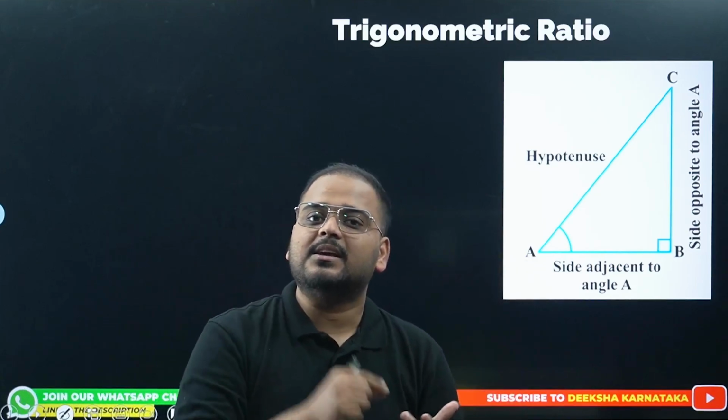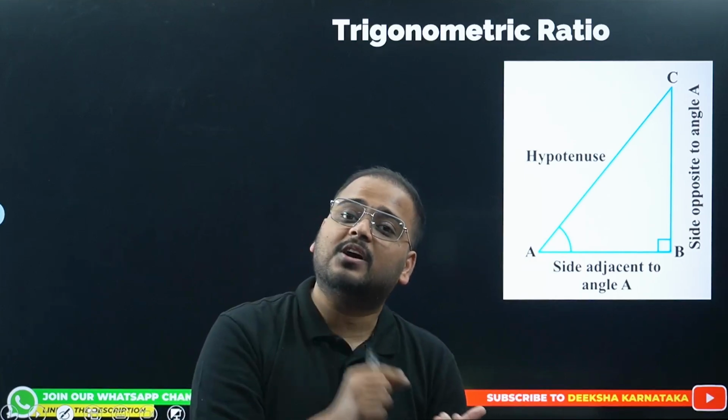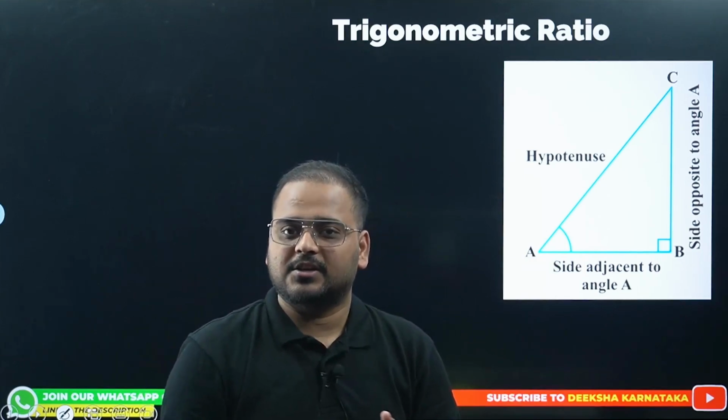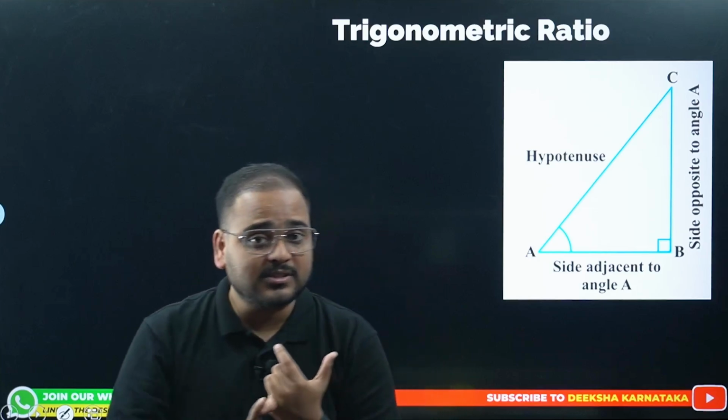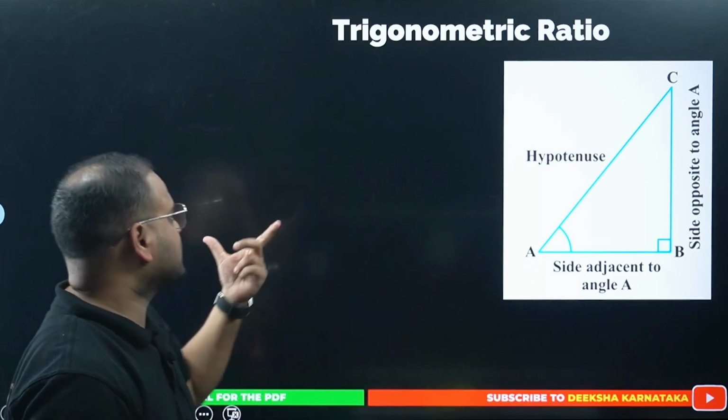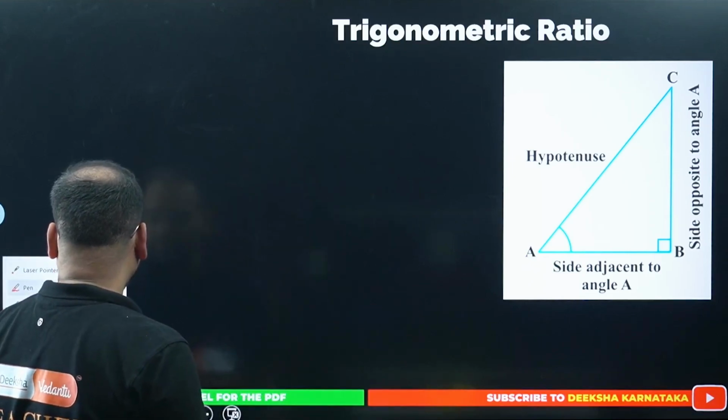And lastly, but most important, where students struggle the most or which is easiest for certain students, is trigonometric identities. So we have 3 sections: ratios, identities, and special angles. Let's begin with the first one, which is trigonometric ratio.